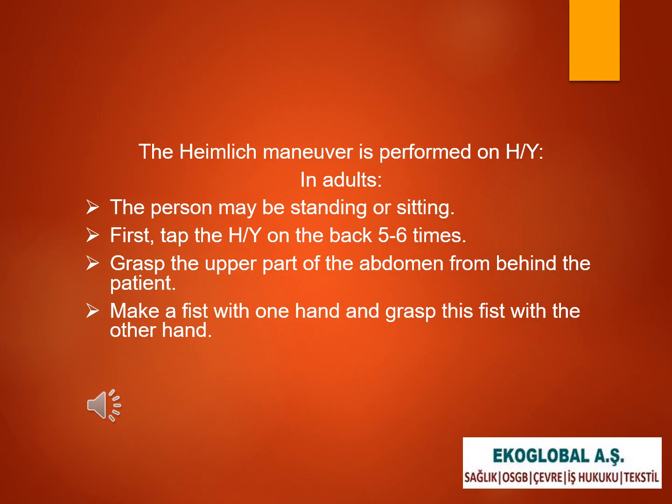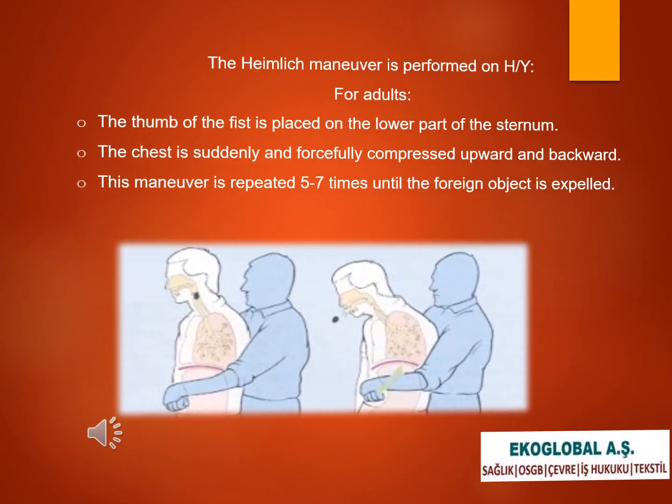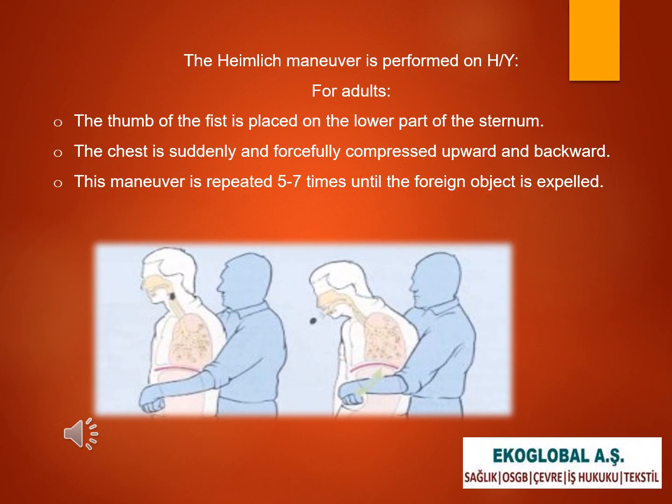The Heimlich maneuver for adults. The patient may stand or sit. First deliver 5 to 6 firm back blows, then grasp the upper abdomen from behind with one hand in a fist and the other hand over it. Place the fist thumb side below the sternum and compress sharply inward and upward. Repeat 5 to 7 times until the foreign body is expelled.